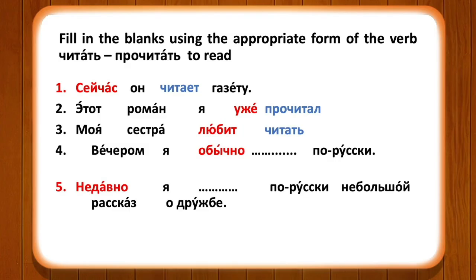In the next sentence, вечером я обычно dash по-русски. Here the verb used will be imperfective because of the adverb обычно. Обычно means usually. Обычно indicates an action that takes place more than once or on a regular basis. So вечером я обычно читаю по-русски means in the evening I usually read in Russian.